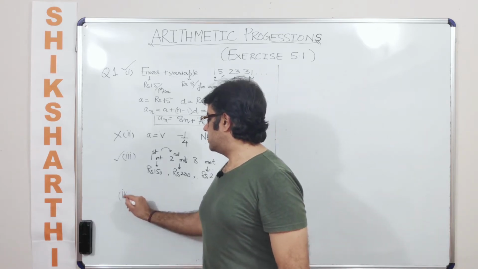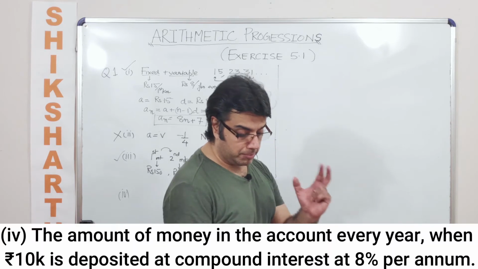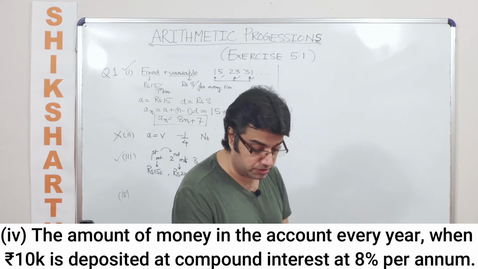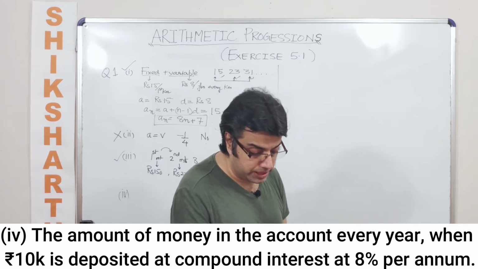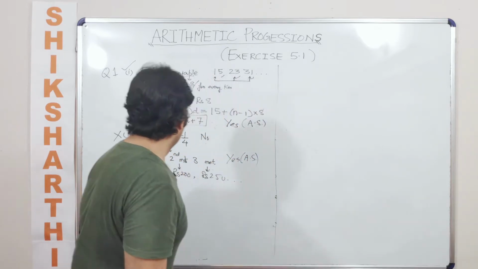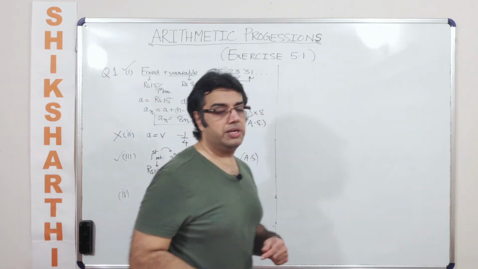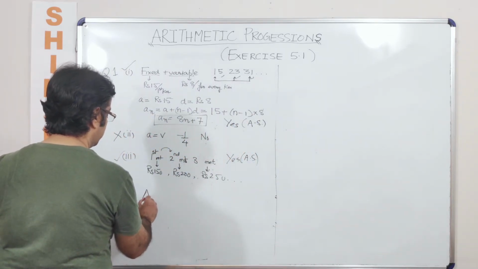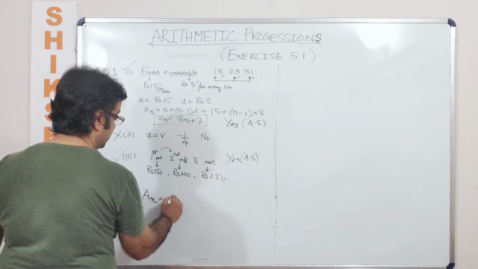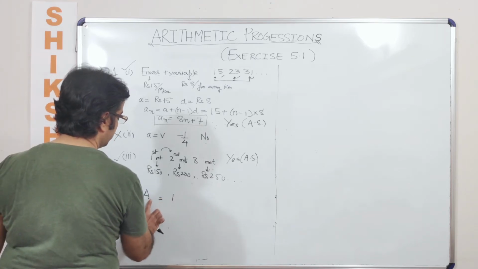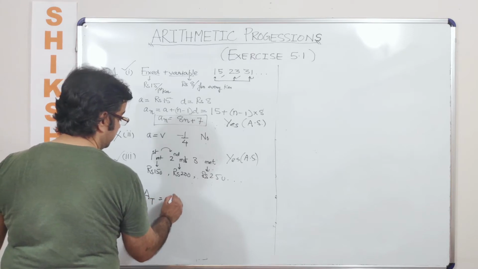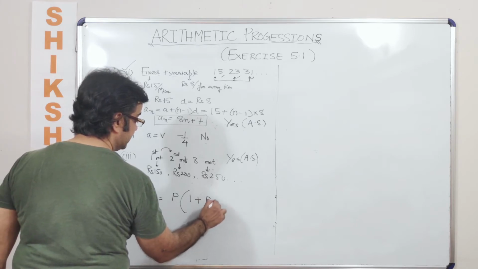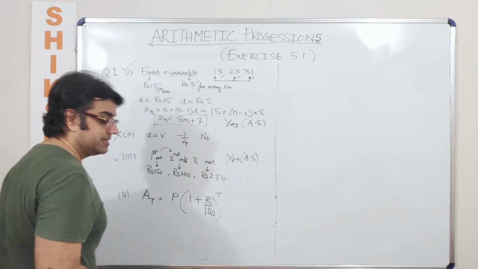Subpart 4. Now subpart 4 talks about the amount of money in the account every year when rupees 10,000 is deposited at compound interest at 8% per annum. Okay, so do we know the formula for compound interest? We do. The amount due after t years will be the principal amount times (1 plus r by 100) to the power t, if the amount was increasing every year. Otherwise, it becomes 1 minus r by 100.